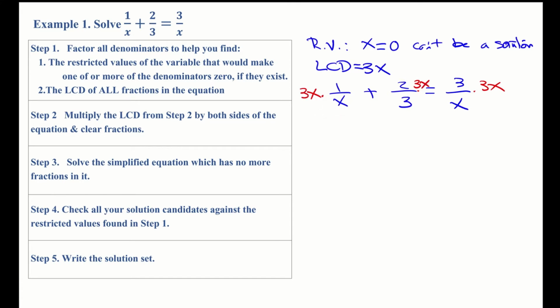So now, we carefully cross-cancel. We notice this x cancels that x, this 3 cancels that 3, and also this x cancels that x. So make sure it doesn't look like it's covering the 3.